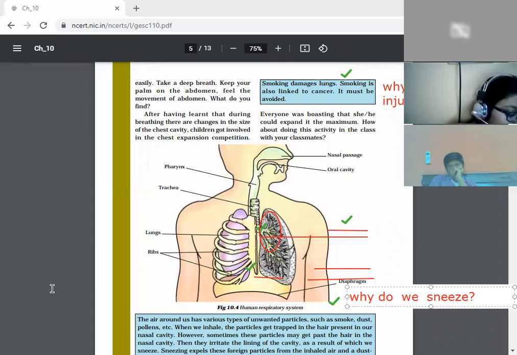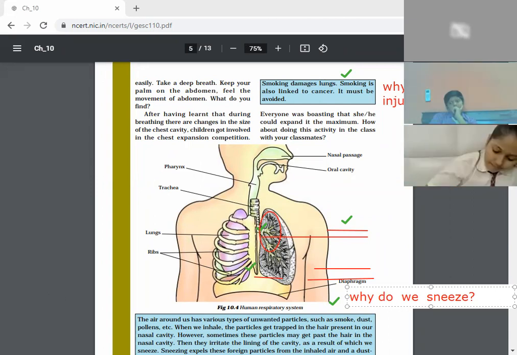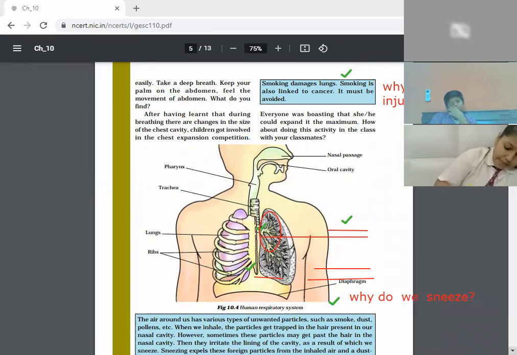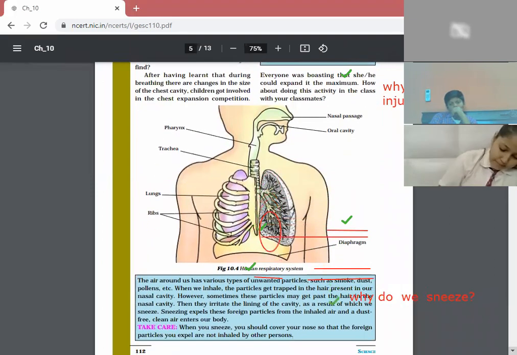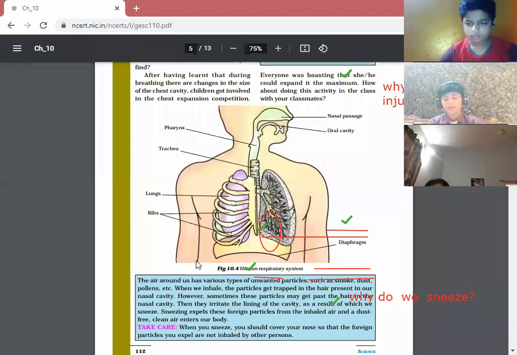The air around us has various types of unwanted particles, such as smoke, dust, pollens, etc. When we inhale, the particles get trapped in the air present in our nasal cavity. However, sometimes these particles may get past the air in the nasal cavity. This may irritate the lining of the cavity, as a result of which we sneeze. Sneezing expels these foreign particles from the inhaled air, and dust free clean air enters our body.